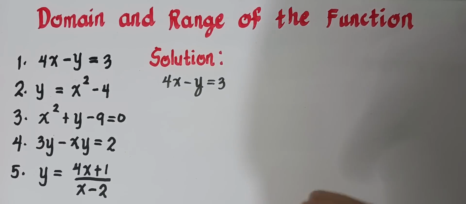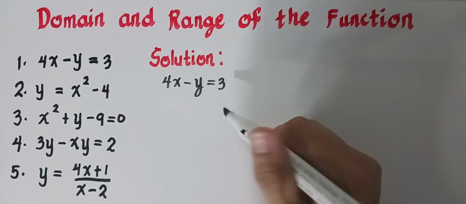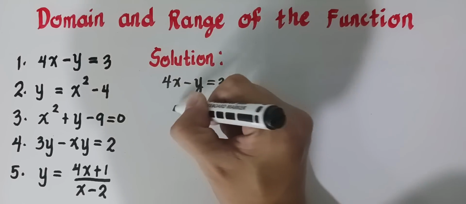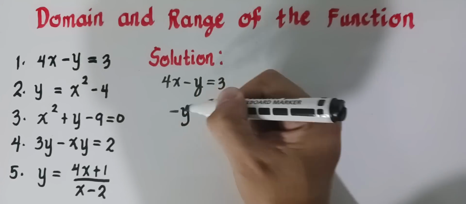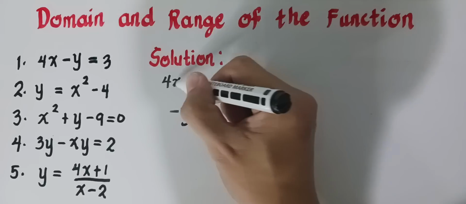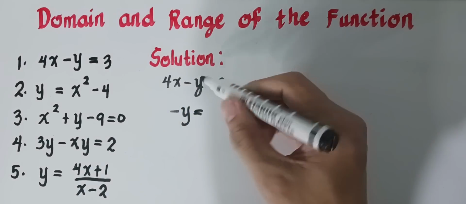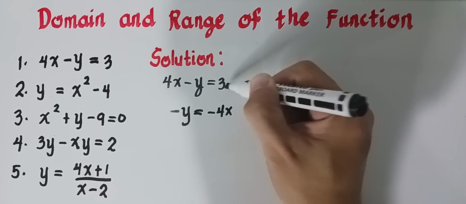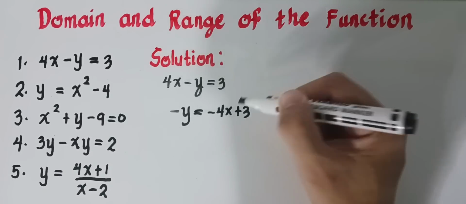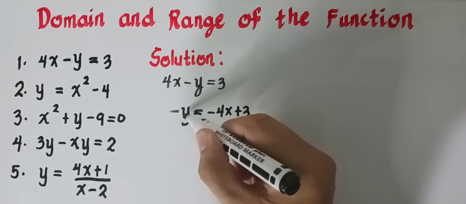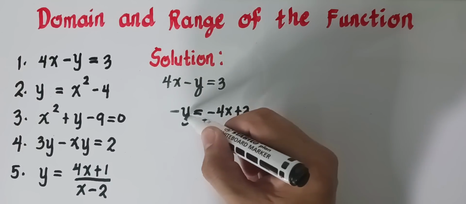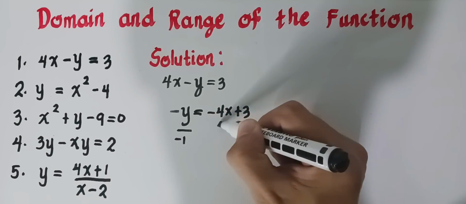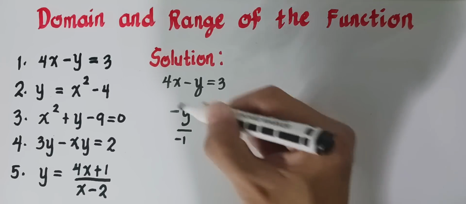Number 1, the given is 4x minus y equals 3. So to find the domain, solve for y. So magiging negative y equals si 4x, lipat natin sa kabilang side, dadaan ng equal symbol, magiging negative 4x. And then copy plus 3. And to get rid of the negative sign, pwede natin i-divide or i-multiply by negative 1. Okay, so negative 1, divide natin by negative 1, or pwedeng multiply by negative 1.